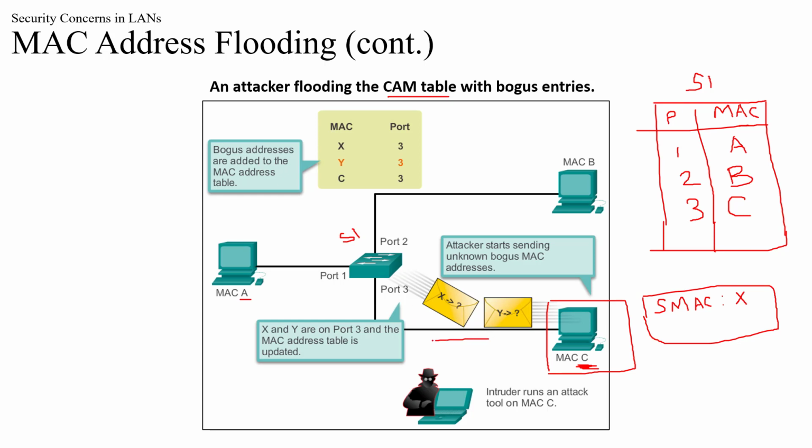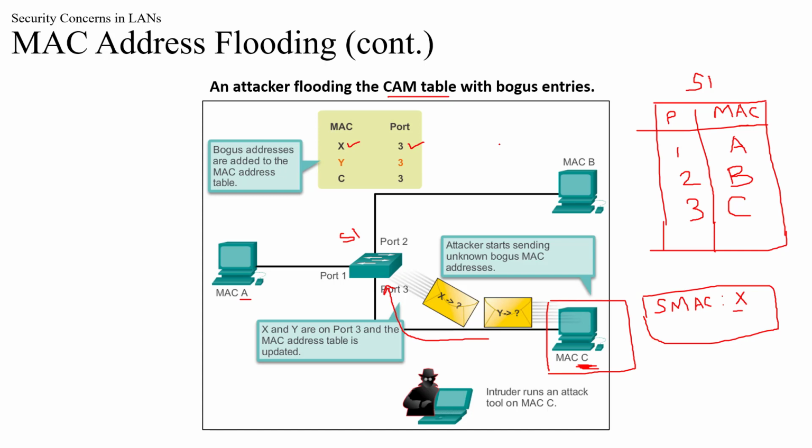Now the switch receives the frame. The switch is going to open the frame. In the frame it is written X. So X is available in port number 3. Now your switch is going to write that X is available in port number 3. Actually X is a fake MAC address, but the switch is going to enter into the MAC address table, or the CAM table, that X is connected in port number 3.